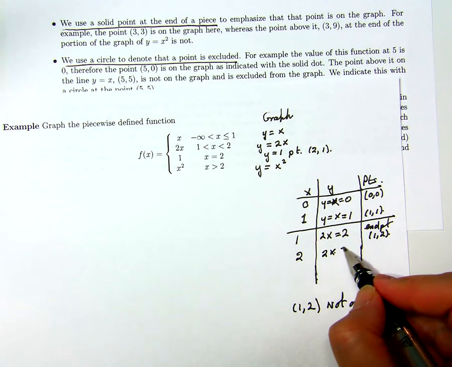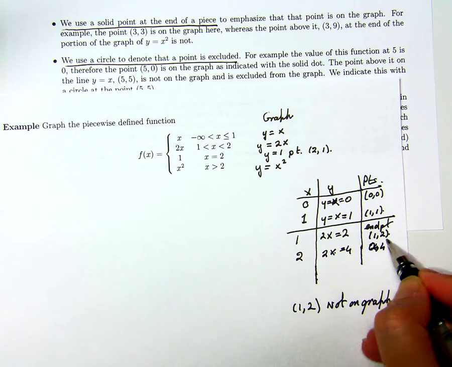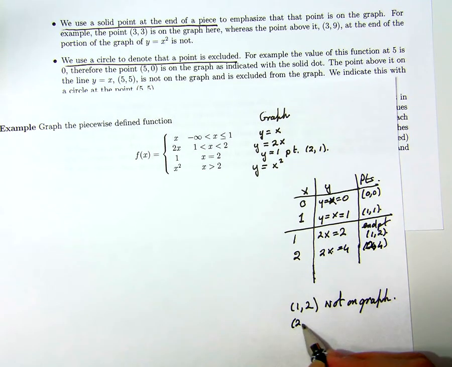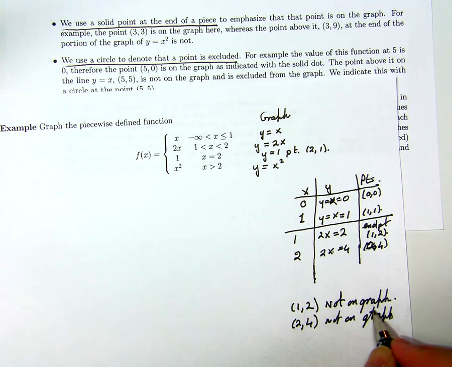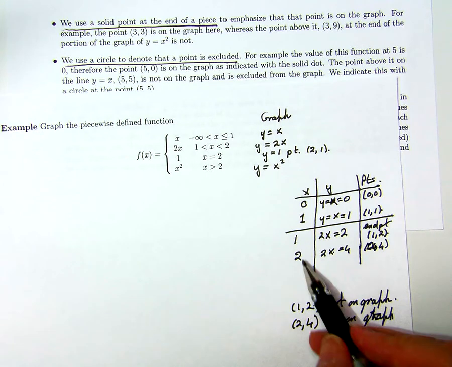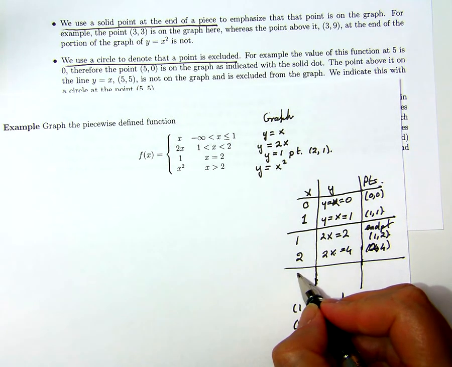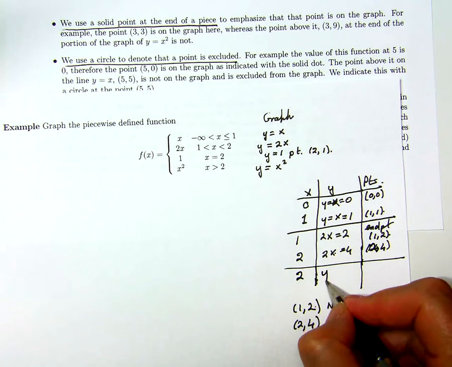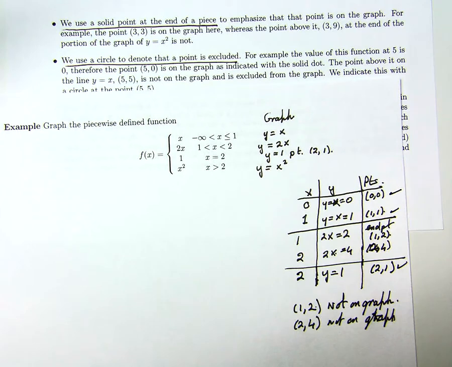When x is 2, 2x is 4, so the point 2, 4 is the other end point of the line, but 2, 4 is not on the graph. But every point on the straight line joining these 2 points for x between 1 and 2 is on the graph. Now for x actually equal to 2, the y value is 1, so the point 2, 1 is on the graph. All of these points are on the graph.